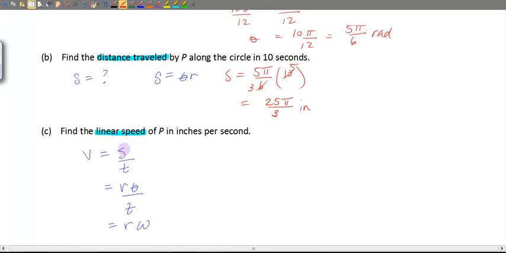So I can use any of these three formulas and I'm going to come up with the exact same answer. So let's look at this formula right here. I have velocity is equal to the length divided by time. So if I used that formula, I know that the length is 25 pi over 3, and I'm going to be dividing that by the time, which was 10 seconds.